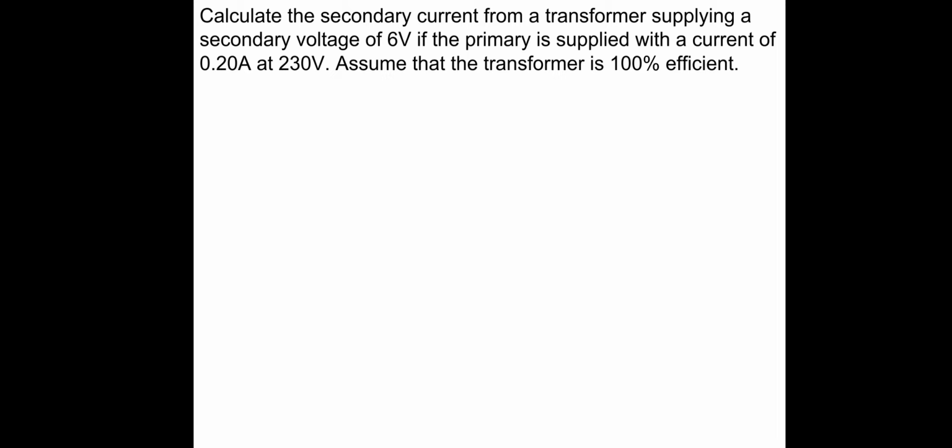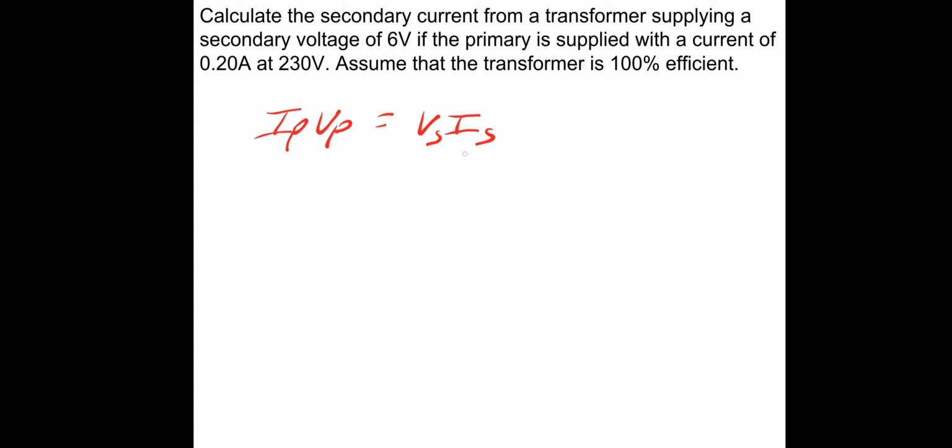So let's pause and have a go. Calculate the secondary current from a transformer supplying a secondary voltage of 6 volts if the primary is supplied with a current of 0.2 amps at 230 volts. Again, we're assuming in this instance that the transformer is 100% efficient. So the power on the primary is equal to the power on the secondary. So we've got current primary times voltage primary equals voltage secondary times current secondary. I know I said that backwards, but still the same thing.